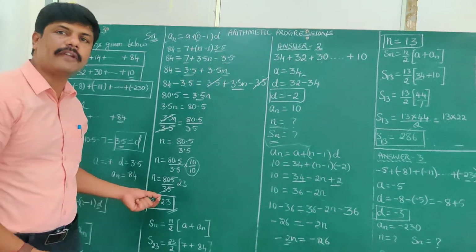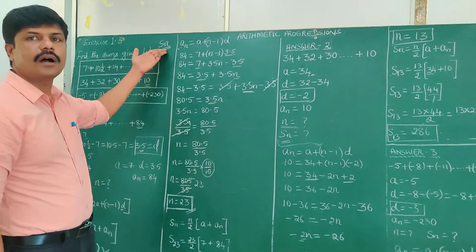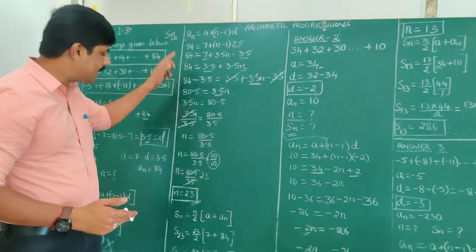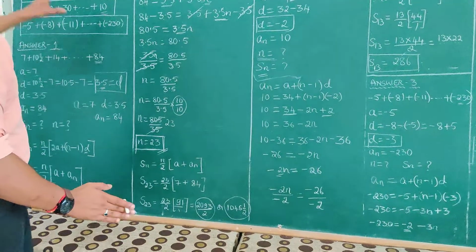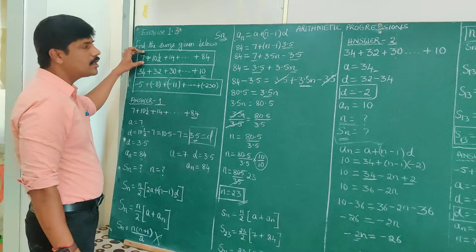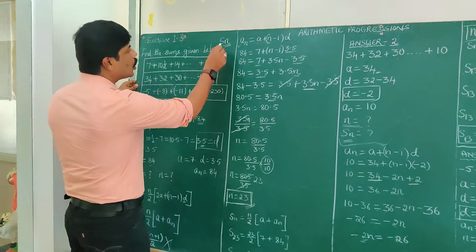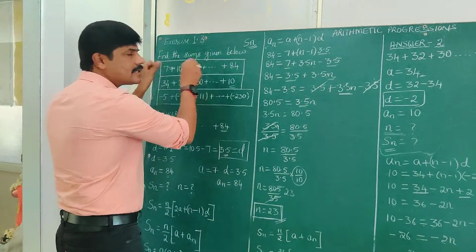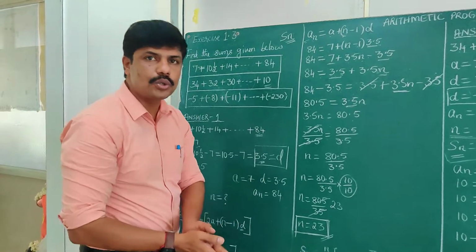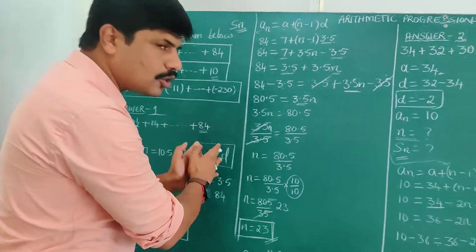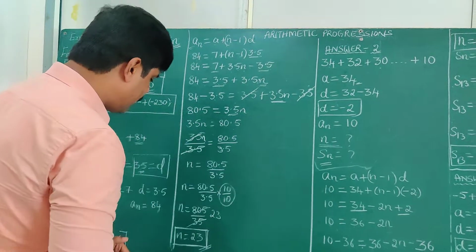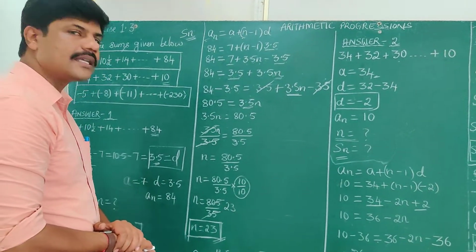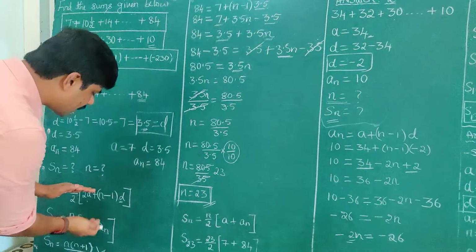Once we get the value of n, then you can find the sum of n terms. What is that n? N is nothing but 23. So the sum of 23 terms we have to find. What is actually asked in this problem is to find the sum of 23 terms. Indirectly it is asked by giving certain clues. So after taking all those clues, we have got n is equal to 23. Now we will find the sum of 23 terms using one of these formulas.